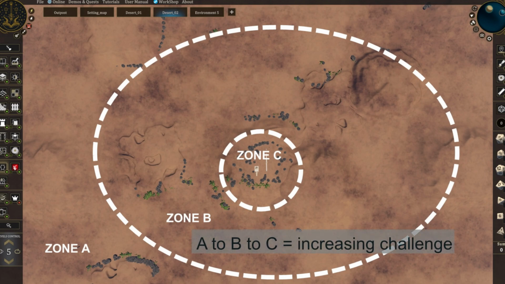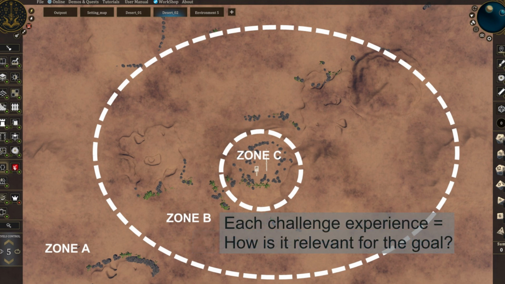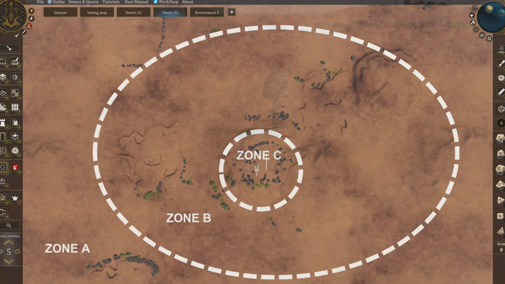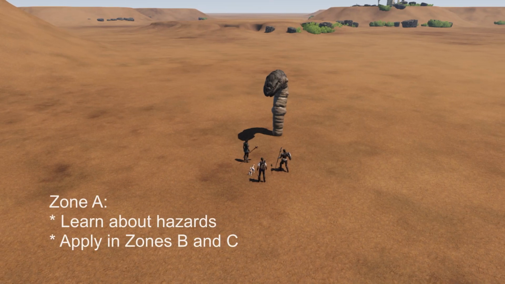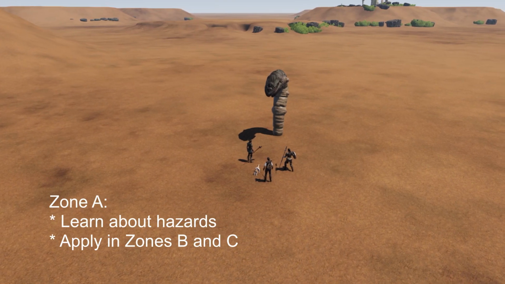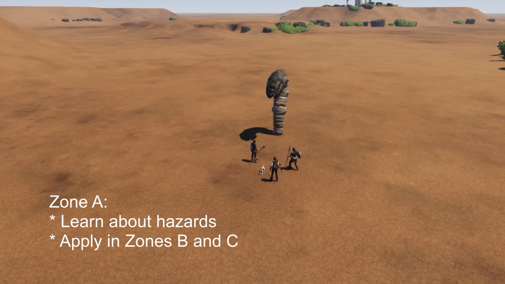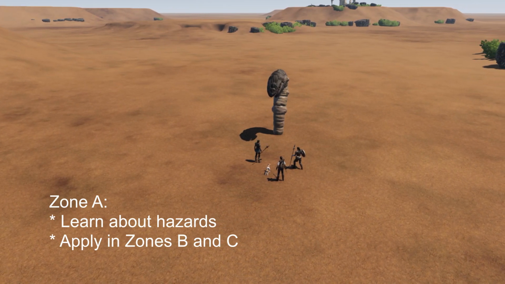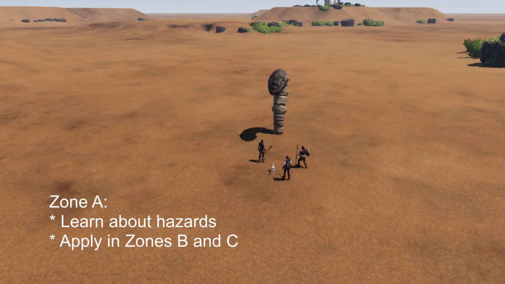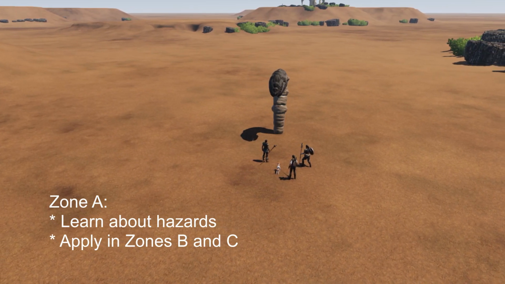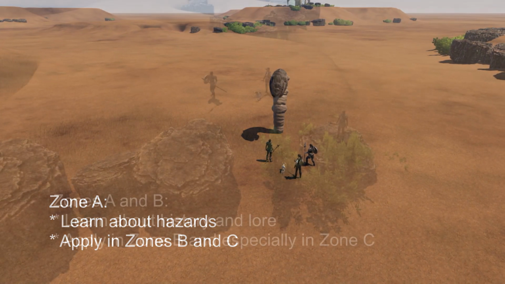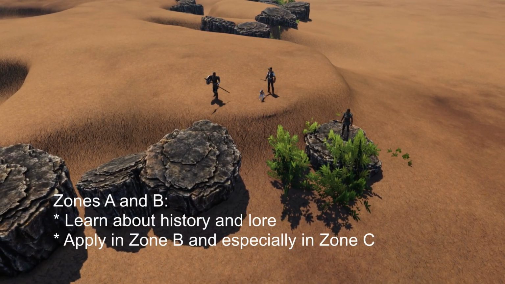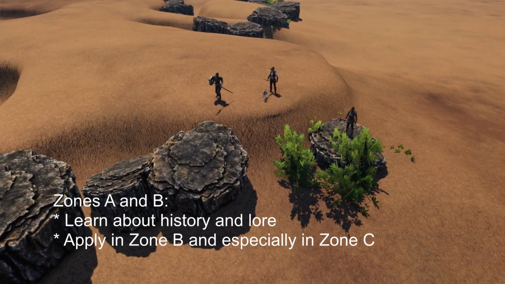As the characters proceed through the adventuring zones, they face an increasing level of challenge. Simultaneously, the experience should help toward succeeding in the final goal. The relevance of each encounter experience probably is the most difficult aspect for most content creators. Typically, the characters will learn about the natural hazards of the environment, and then they will know what to do whenever they encounter the same or similar features during an assault against a bandit hideout, or during a battle inside a dragon's lair.